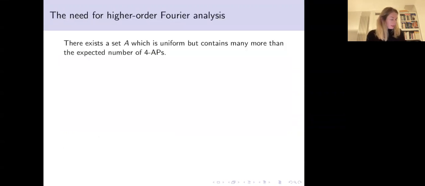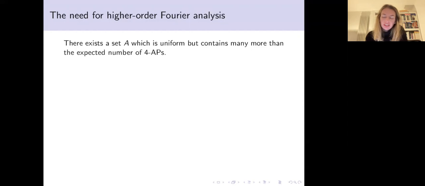Now, it turns out that uniformity in the Fourier sense, as we described it, is not sufficient for counting progressions of length greater than 3. What I mean by that is that the fact that I showed you earlier, that a set that is uniform looks like a random set when it counts 3-term arithmetic progressions, breaks down when you replace 3 by 4-term arithmetic progressions. So in particular, there exists a set A which is uniform, but which contains many more than the expected number of 4-term arithmetic progressions. And I say many more than the number you would expect to get if A were in fact a random set.